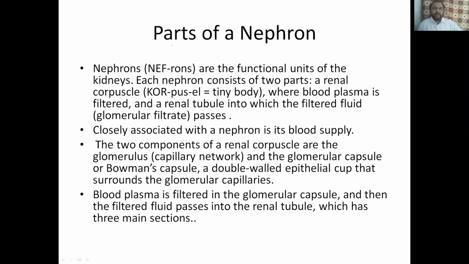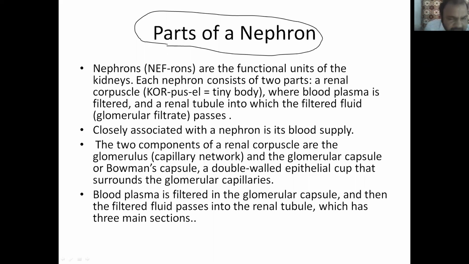So let's start our talk with the parts of the nephron. I have briefed you, I have actually talked about each part of the nephron, but for better understanding, we also go with the description, so the topic will be very firm in your mind. So what is the nephron? You just go to the slide, for 30 seconds I'm taking a pause.